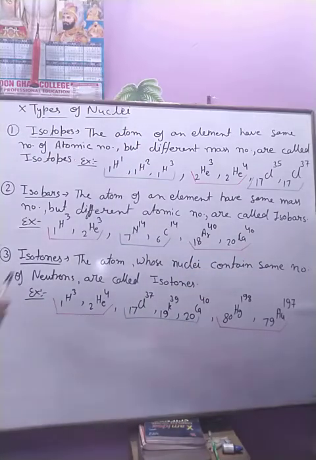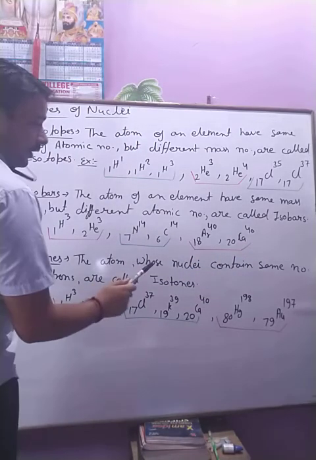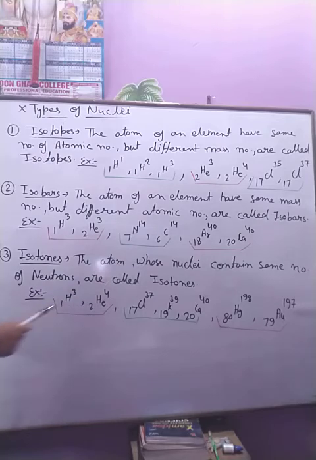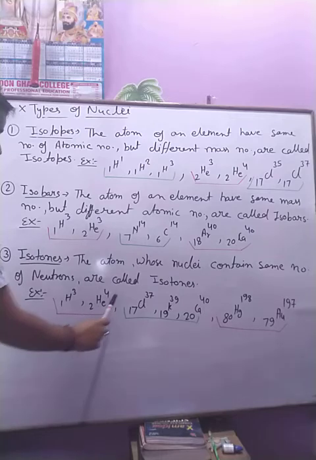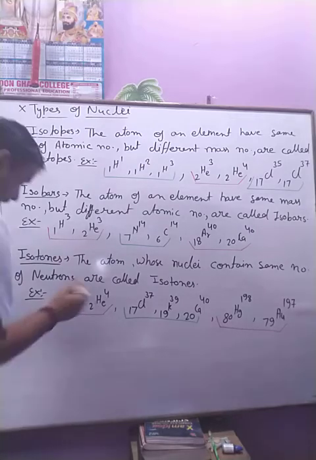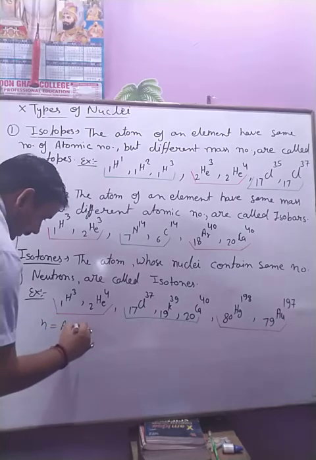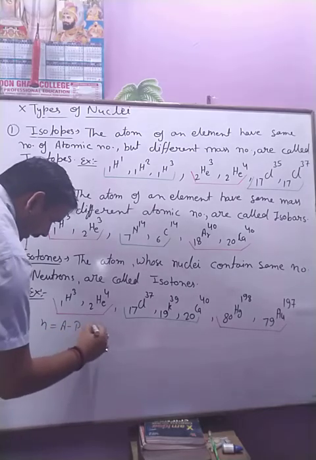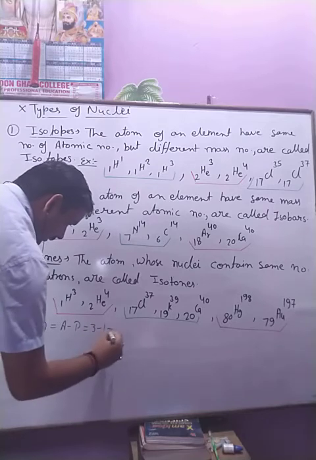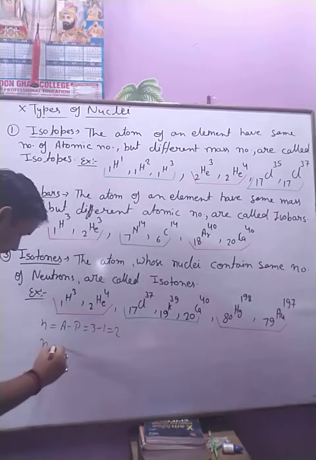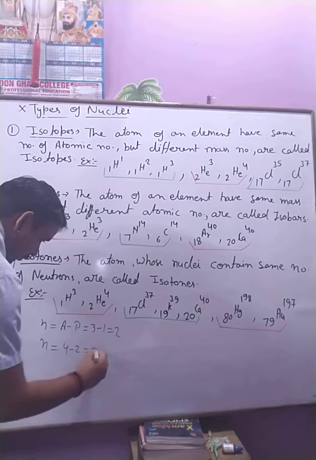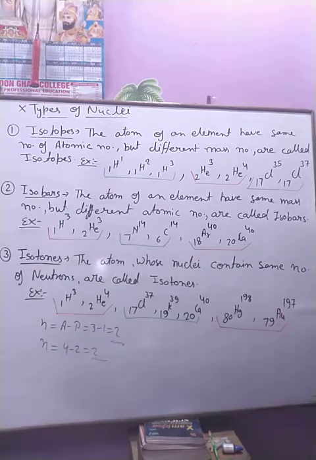And next, isotones, in which the nuclei contain the same number of neutrons. Here 1H3 and 2He4. When we find the number of neutrons, what do we get? A minus P, so for hydrogen 3 minus 1 is 2, and for helium 4 minus 2 is 2. So we find they have the same number of neutrons. Copy this.